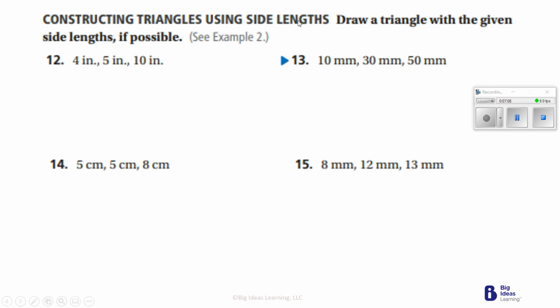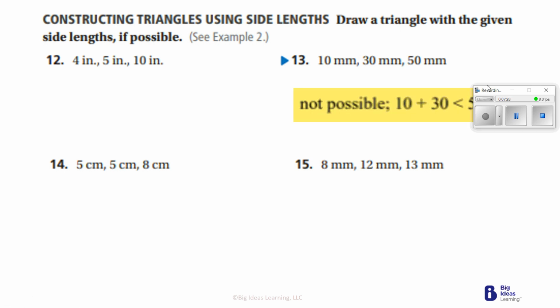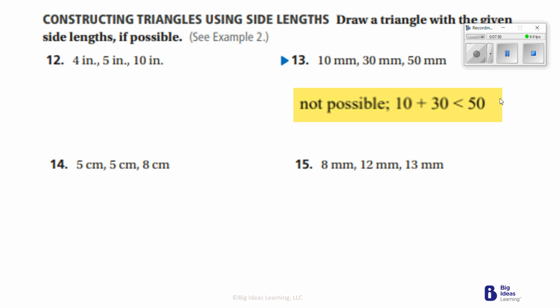Let's go to number 13. Draw a triangle with the given side lengths if possible. Well, we have 10, 30, and 50. Once again, 10 and 30 are not bigger than 50. They're less than 50. You cannot make a triangle with this because you'll not be able to connect them. So not possible because 10 plus 30 is less than 50.